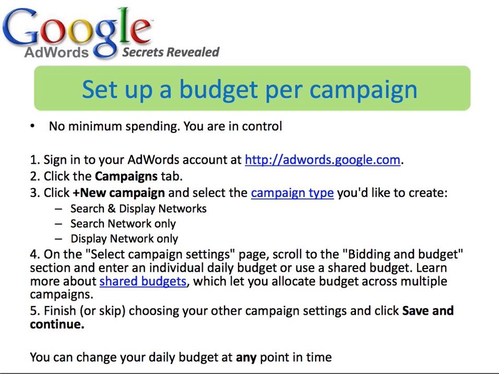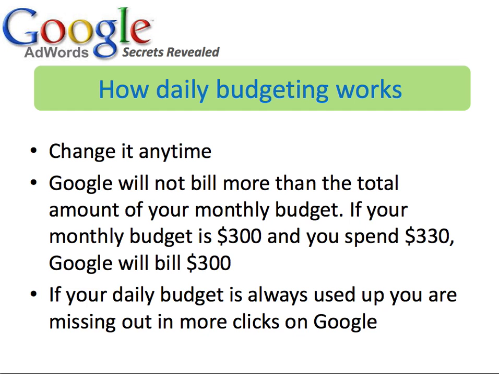Of course, you can also modify a budget at any point in time in your campaigns by clicking on the campaign name you want to work on, then clicking on settings, and within settings you will have the option to change the budget. So daily budgeting works quite easily, and you can change it anytime, and you don't have to worry about spending more than what you are willing to pay.